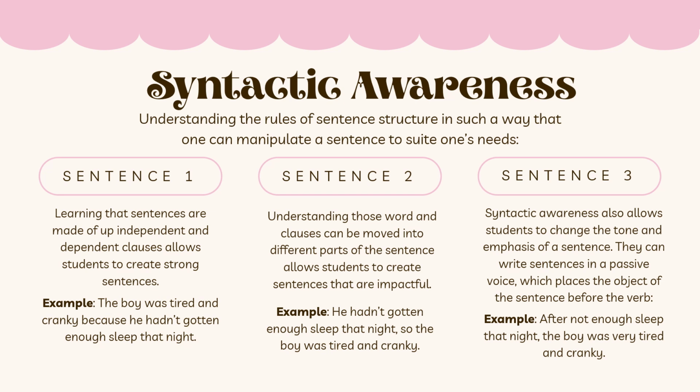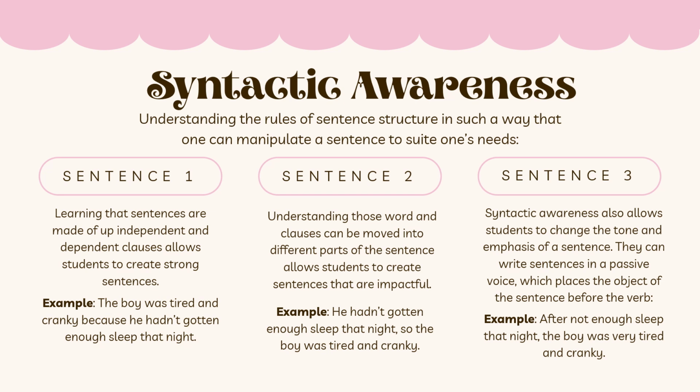Okay, the second example, understanding that those words and clauses can be moved to different parts of the sentence, and you can create a sentence that maybe has a slightly different meaning or that is more impactful. For example, he hadn't gotten enough sleep that night, so the boy was tired and cranky. This is an example of a sentence where the emphasis is a little bit more on the sleep instead of being tired and cranky. And then finally, my last example is that syntactic awareness also allows students to change the tone and emphasis of a sentence.